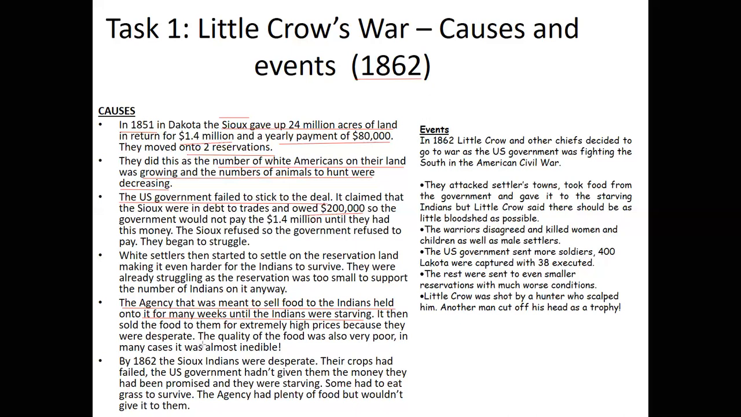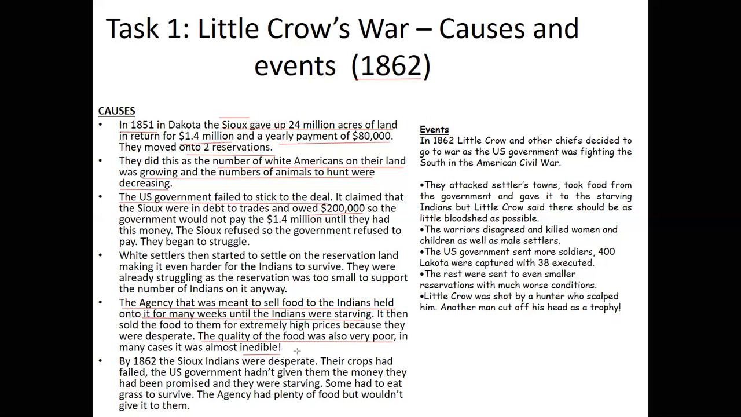And another thing that made the Sioux Indians very angry is that the quality of the food they were provided was in some cases inedible. So the food they were receiving was poor, they were being charged ridiculous prices for it, but that was because the agency were holding on to the food. Now don't forget, if you were a Sioux Indian, this is going to cause an extreme amount of anger, and it eventually is going to all blow up.